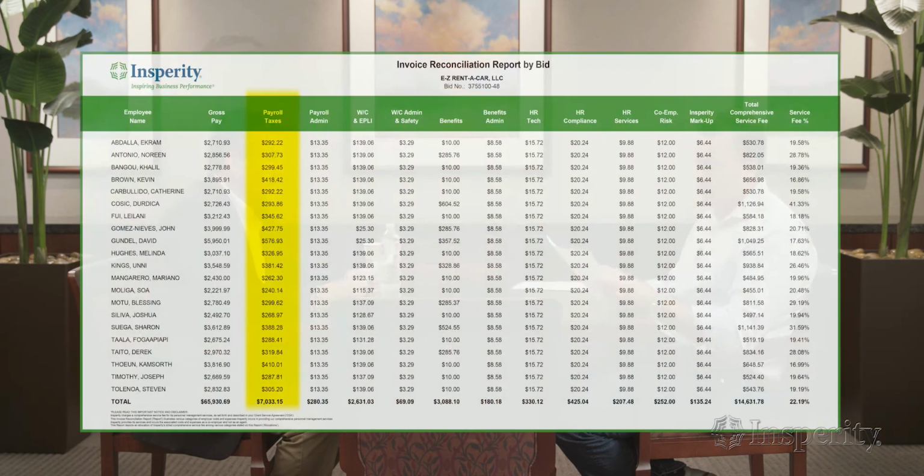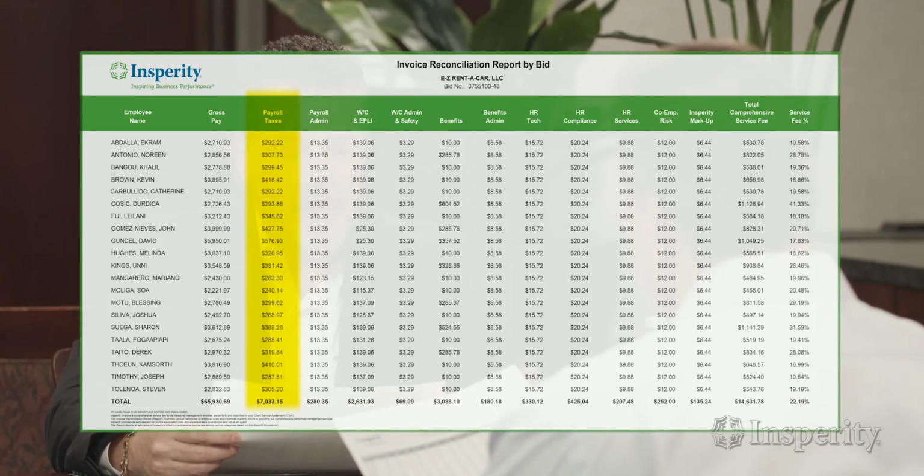This would include regular pay, overtime pay, any kind of commission pay, bonus pay. All of that pay is put into that one category called gross pay. All right. The next category is payroll taxes. So payroll taxes are going to be the allocations related to FICA, FUTA, and SUTA. So these are going to be taxes that a company would have with or without Insperity.